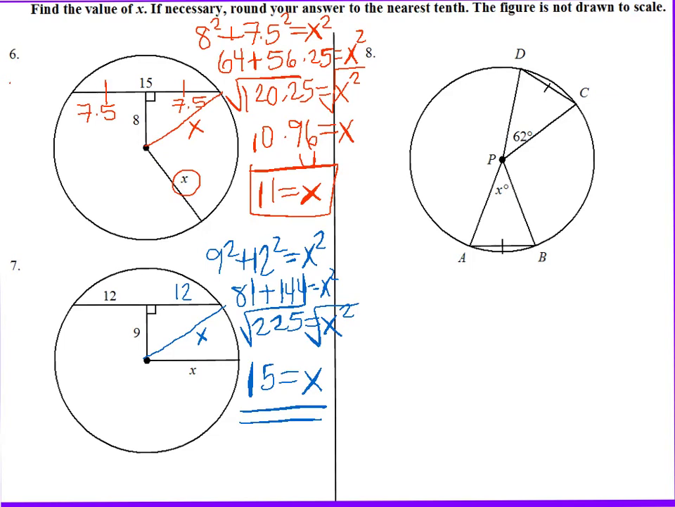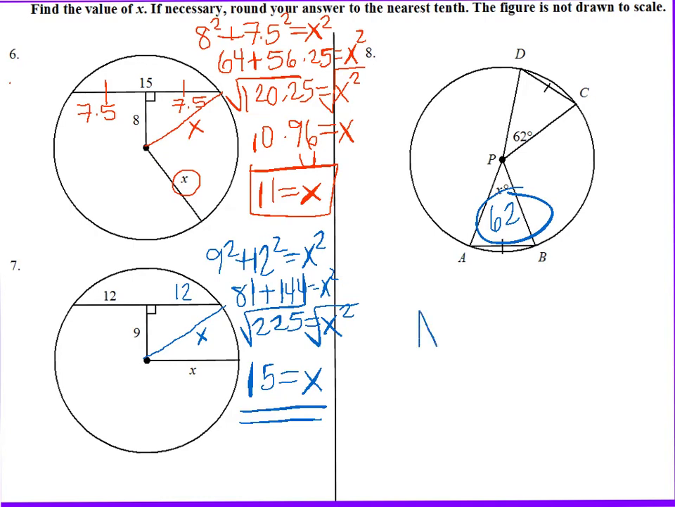All right, let's look at number 8. All right, in number 8, we see that we have these two chords that are congruent. And we know that if you have congruent chords, then their arcs are congruent and their central angles are congruent. So the central angle here is 62, and that's congruent to x, so x is also 62. So 62 is our answer here. Remember, congruent chords relate to congruent arcs, which relate to congruent central angles.